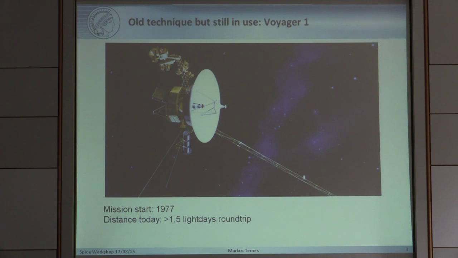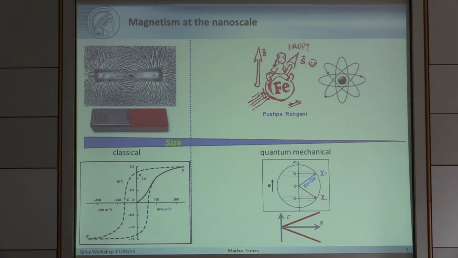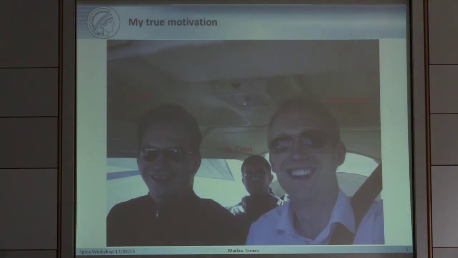Good, but honestly, I'm telling you this, and you see I'm fascinated by it, but this is not the reason why I'm interested in magnetism. So now we want to go from the classical to the quantum mechanical world, right? So what is going on there? What is actually driving me there?